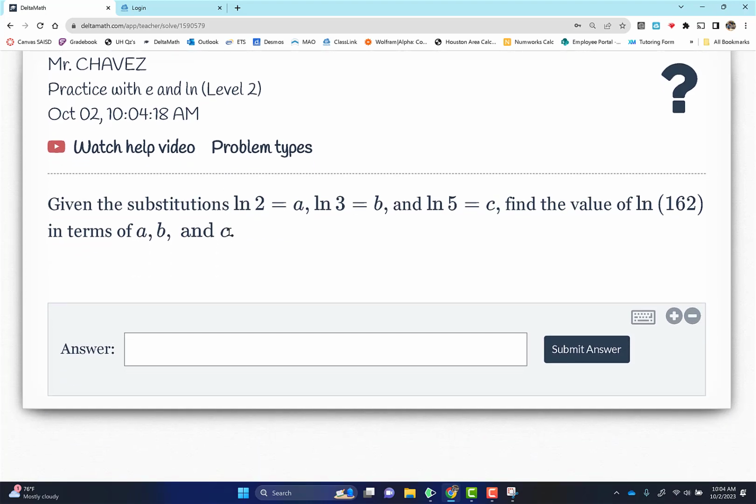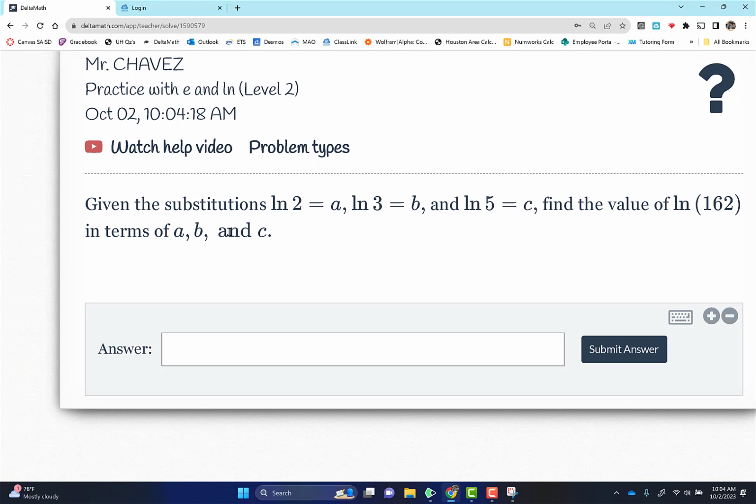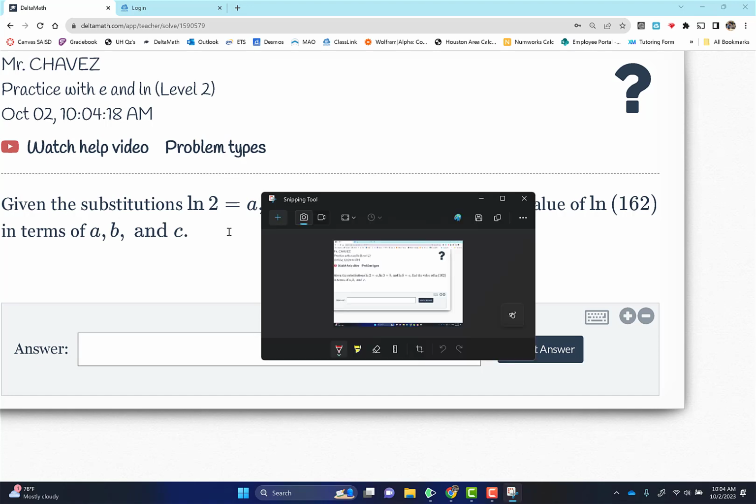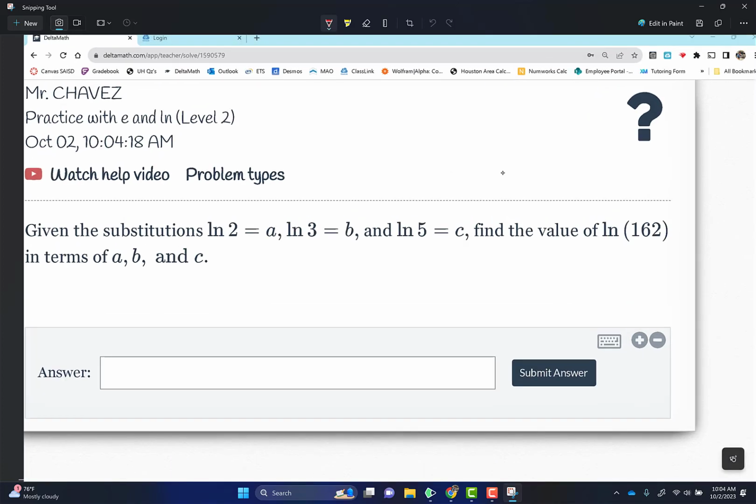Look at this. Relax, relax, relax. It says find the value of ln 162 in terms of a, b, and c. So we have to figure out how we can multiply these to get 162. Let me screen capture this. Given the substitution ln of 2 equals a, ln of 3 equals b, ln of 5 equals c, find the value of ln of 162. So we have to figure out, do any of these numbers go into 162 nice and even? Well, I know that 2 goes into 162, right? 162 divided by 2. So I take my little calculator.